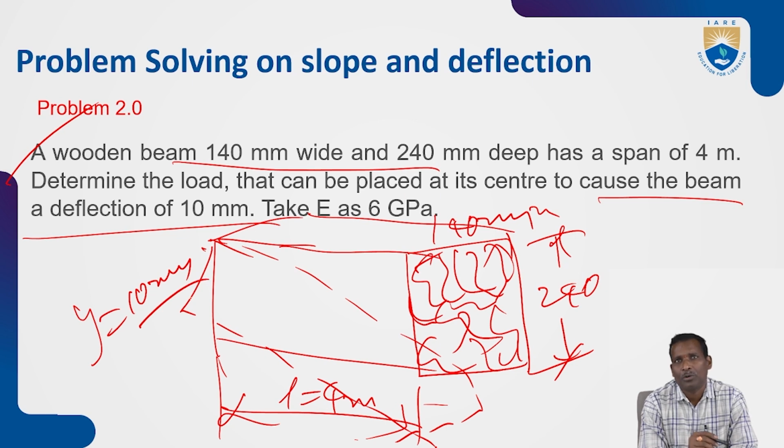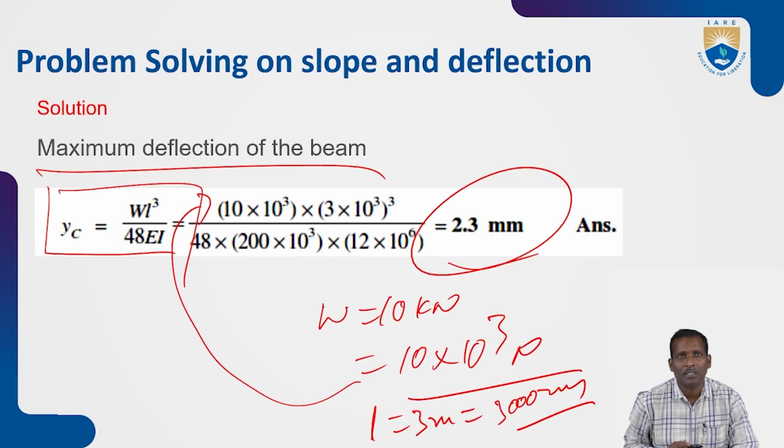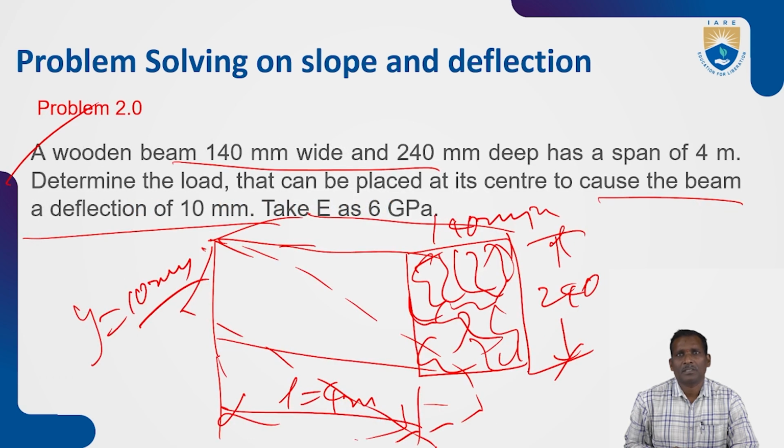So what is the load? They take E as 6 gigapascal. E is also given. In the previous problem E was given as 200 gigapascal, but in this one 6 gigapascal is given. Convert into Newton per mm square.